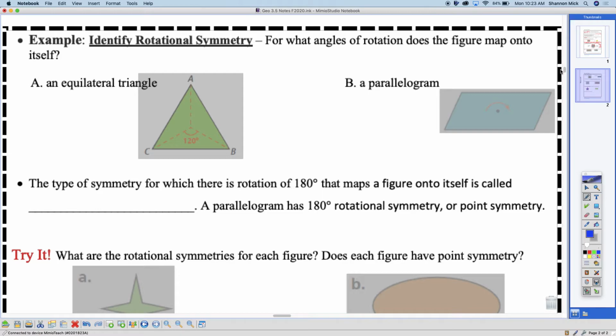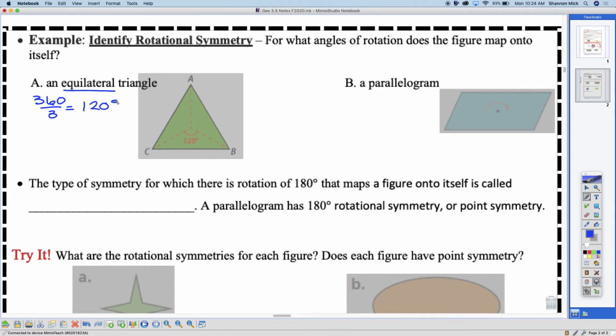Okay, rotational symmetry. Rotational symmetry has to be less than what? 360. I have three corners, so I have 360 divided by 3. It tells me it's an equilateral triangle. What does equilateral triangle mean? All the sides are equal. If all the sides are equal, what are all the angles? The same also. So I would take 360 and divide it by 3 and get 120 degrees.